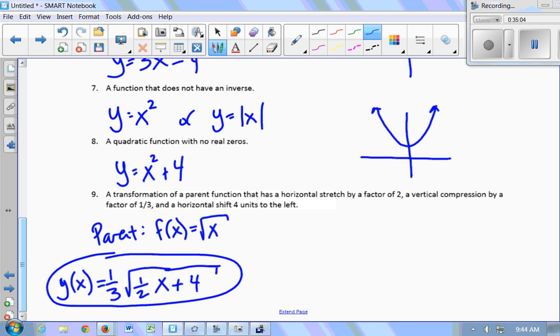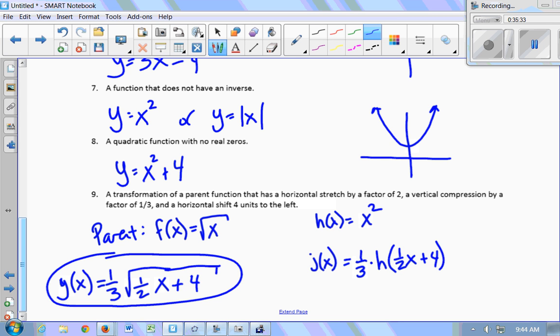Let's do x squared, because x squared is a little subtler. Let's have h of x be x squared, and then j of x will be the transformation. So we already know exactly how to do this. We have to multiply the outside by a third, and the inside is 1/2 x plus 4.